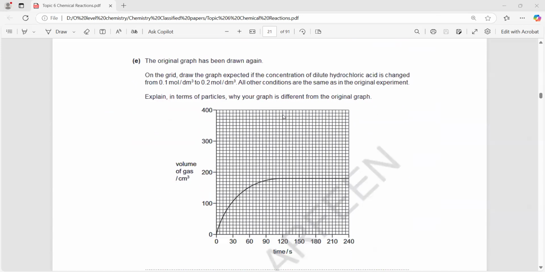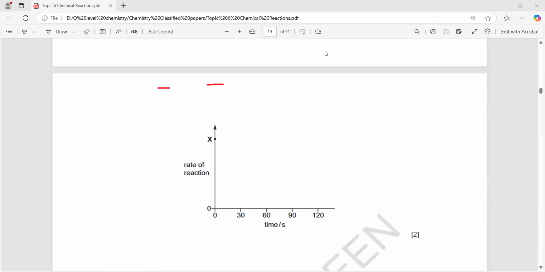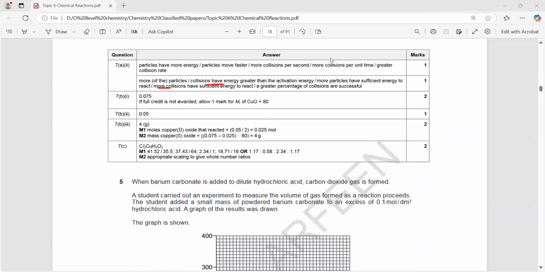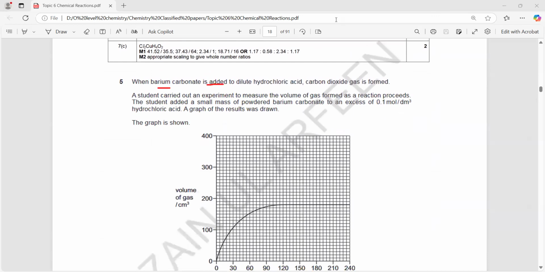The next is the original graph has been drawn again. On the grid, draw a graph you expect if the concentration of hydrochloric acid is changed from 0.1 to 0.2 and all other conditions kept the same. Look, we use more concentrated hydrochloric acid, but see the beginning of the question: which reagent is in excess? Powdered barium carbonate to an excess of hydrochloric acid. So hydrochloric acid is in excess.